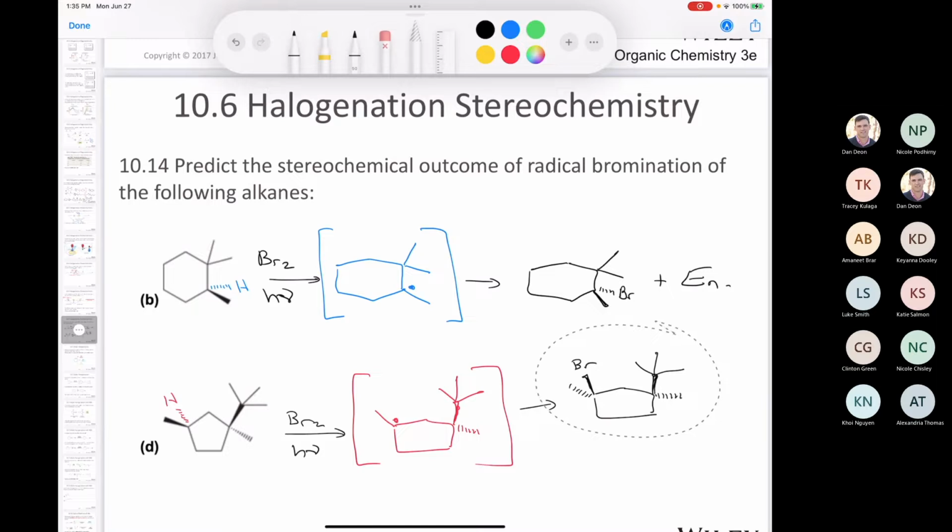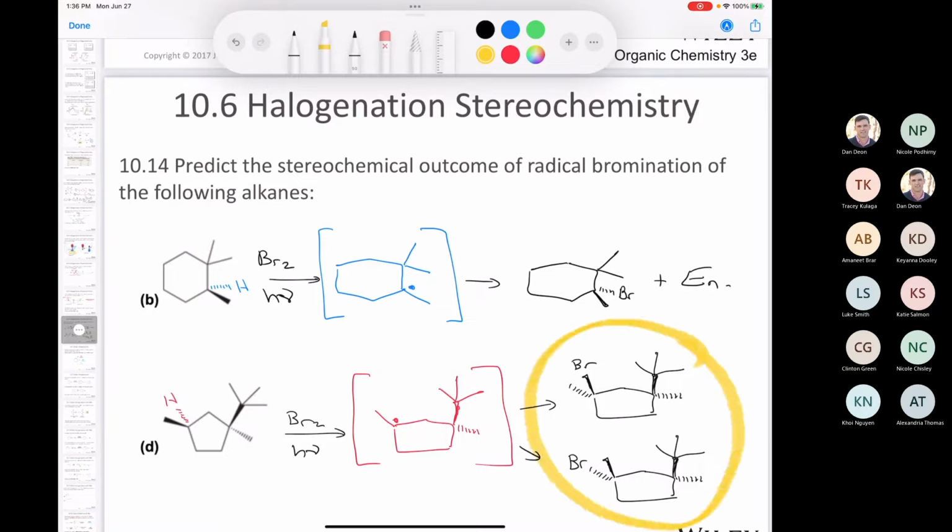Let me see if I can copy and paste this. So you end up with this compound where you just move the bromine down here. Could anybody tell me, and it's not a trick question, just what would be the relationship between these two compounds? How would you describe their relationship after learning, or after chapter 5?